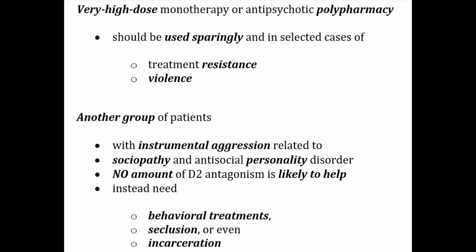Very high dose monotherapy or antipsychotic polypharmacy should be used sparingly and only in selected cases, such as treatment resistance and violence. Another group of patients with instrumental aggression related to sociopathy and antisocial personality disorders, no amount of D2 antagonism is likely to help, and as previously stated, might need behavioral treatments, seclusion, and incarceration.